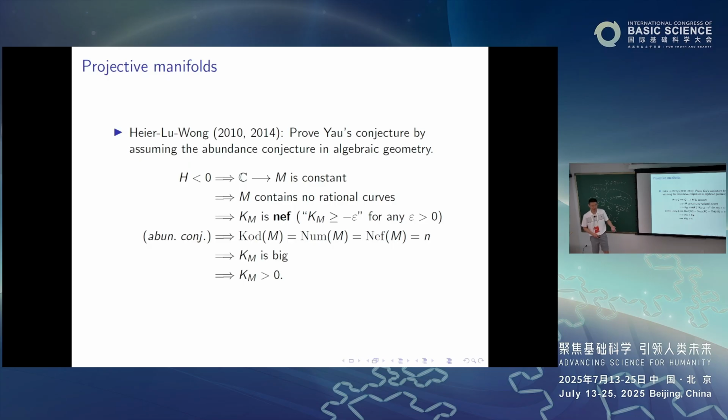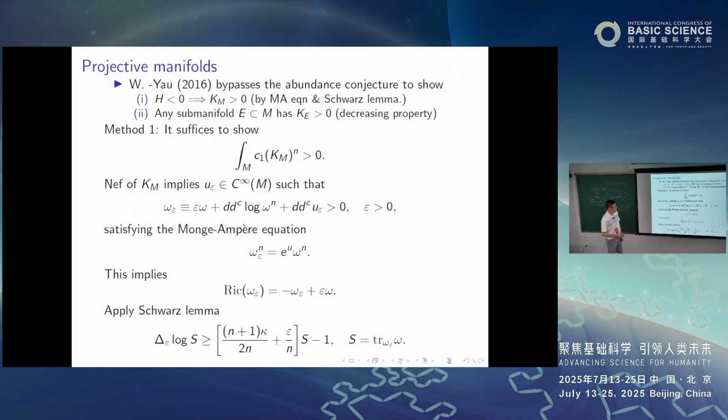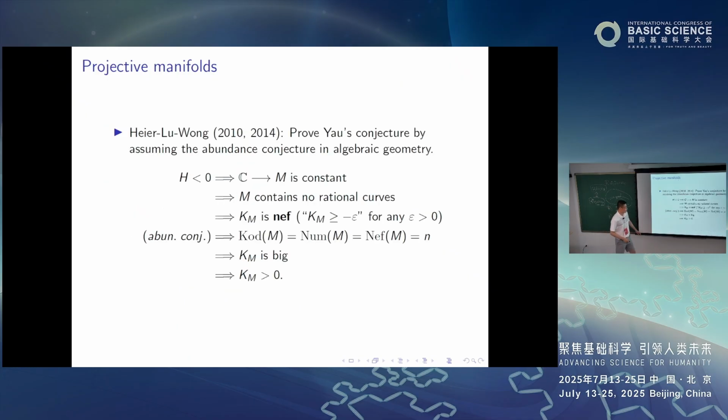I have to think about a way to bypass this. So we have... Right, that's a good question. I don't know how they overcome it. But what we do is that from here to here we bypass the abundance conjecture. So we go from here to here.